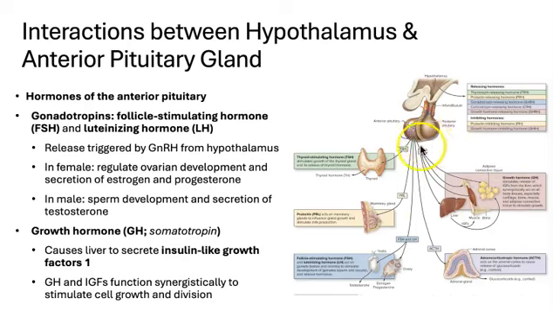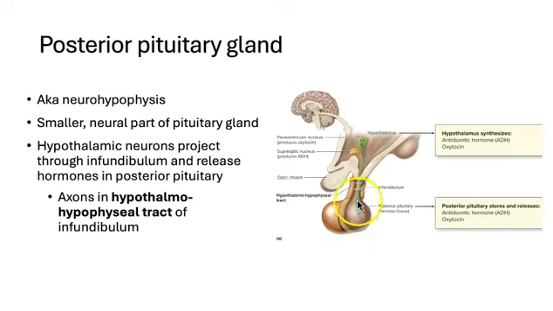Then lastly, we have our growth hormone, also known as somatotropin. And we are going to see that our growth hormone releasing hormone is going to secrete from the hypothalamus, goes to the anterior pituitary gland, tells it to secrete our growth hormone, and this can cause our liver to secrete insulin-like growth factors, and together they are going to be synergistic. So they complement one another and they increase the stimulation of cell growth and division, especially of our muscles and bones.